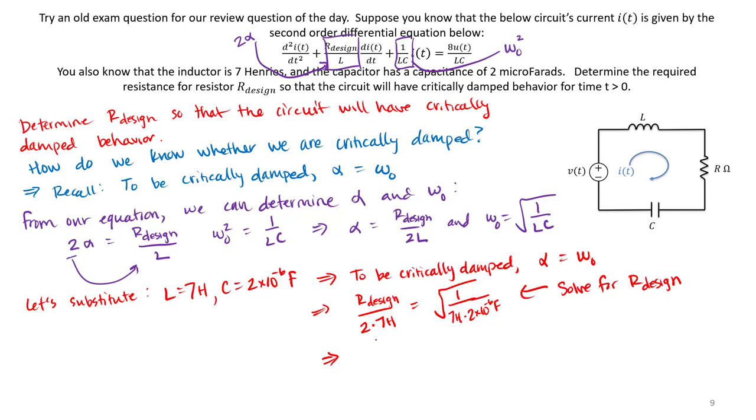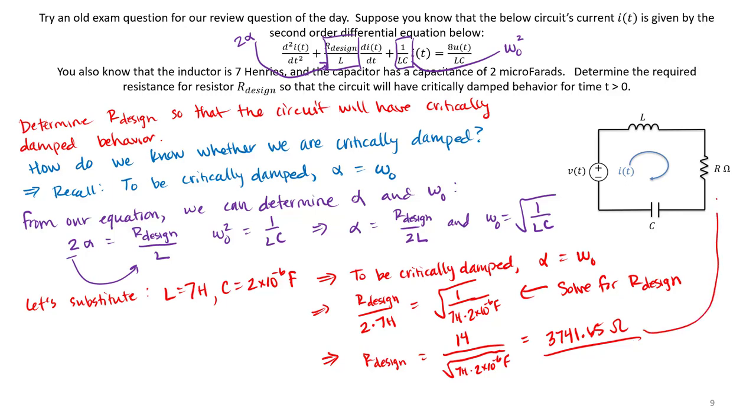So we just need to do a little bit of algebra here, and we can determine that R design is simply equal to 14 divided by the square root of 7 henries times 2 times 10 to the minus 6 farads. And if we plug that into our calculator, we determine that the result will be about 3741.65 ohms. What that means is that if we want I of t to be critically damped in our circuit, our resistor R would need to have about 3741 ohms.